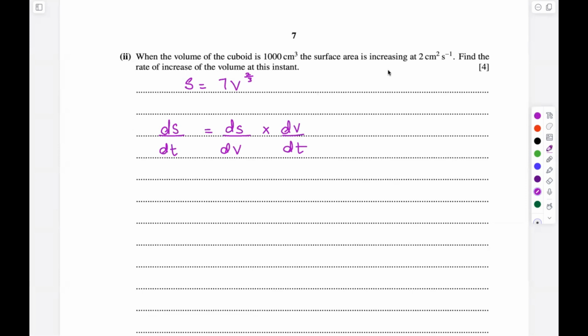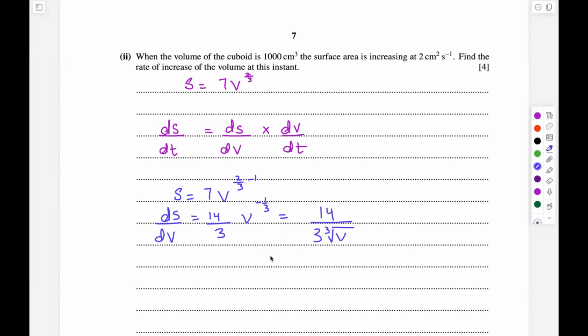We already have the rate of change of the surface area, which is 2. So we have to find dS by dV. So first differentiating, we have S is equals to 7V to the power 2 upon 3. So dS by dV will be equals to 2 upon 3 multiplied by 7. So that will become 14 upon 3 and V to the power 2 upon 3 minus 1. So that will become minus 1 upon 3. And we can write it as 14 upon 3 and we can write it as cube root of V.